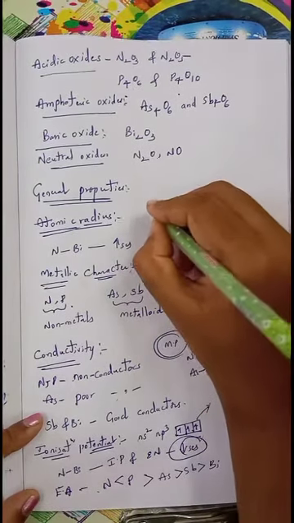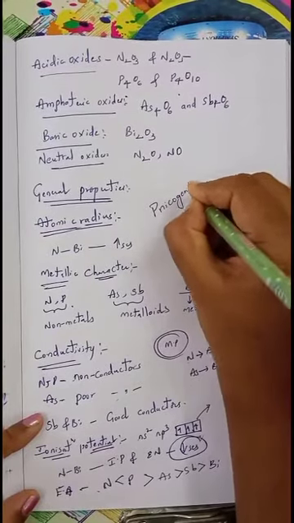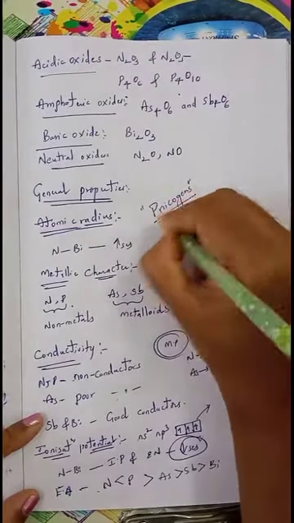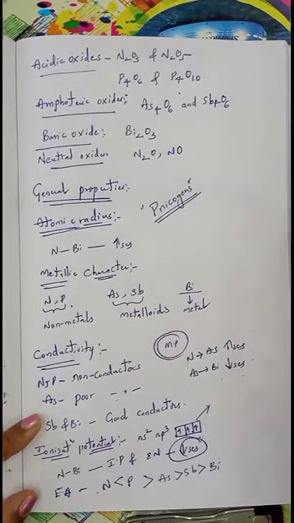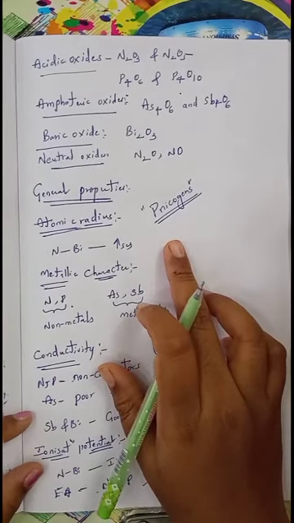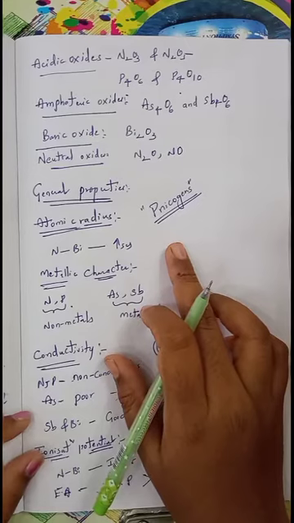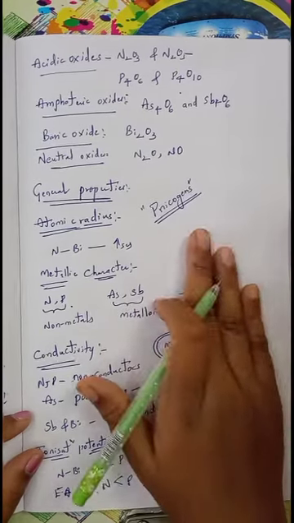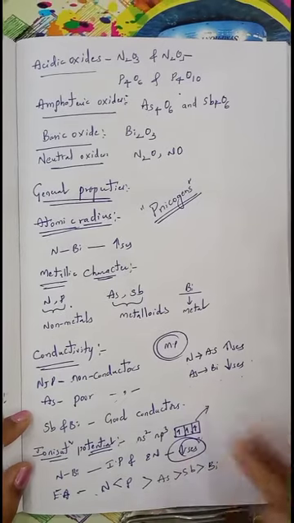Remember, group 15 elements are also known as pnicogens. Why are they called pnicogens? Because they have the property to form pungent smelling gases, like ammonia gas. That's why we can call them pnicogens. Now we will discuss other properties.